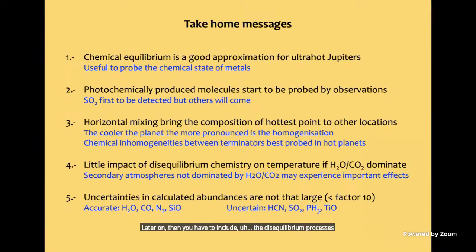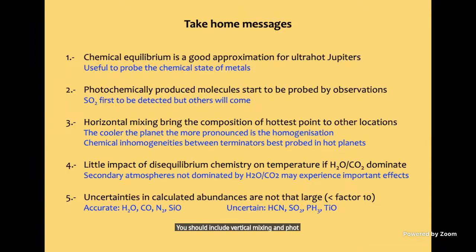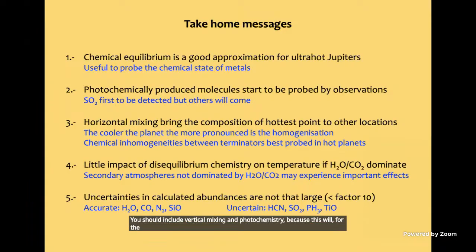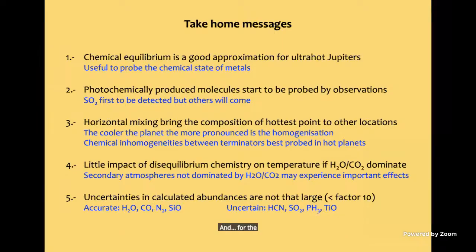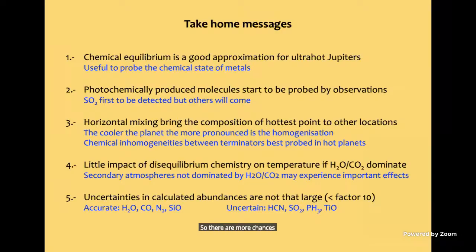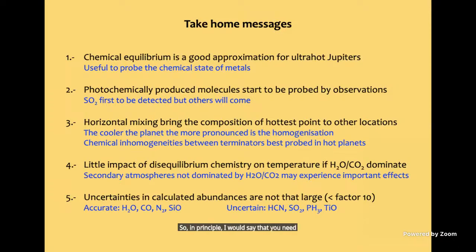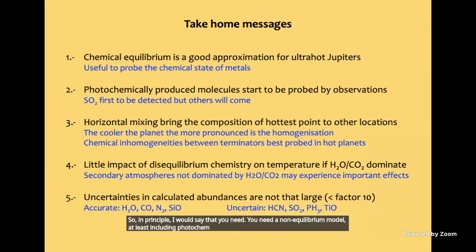So mixing, vertical mixing, horizontal mixing if possible, and photochemistry. I would say that at least you should include the vertical mixing and photochemistry, because for cool planets, in principle, as you go down in temperature, chemical reactions become slower. So there are more chances that dynamics or photoprocesses come to control the composition. So in principle, you need a non-equilibrium model, at least including photochemistry and vertical mixing.